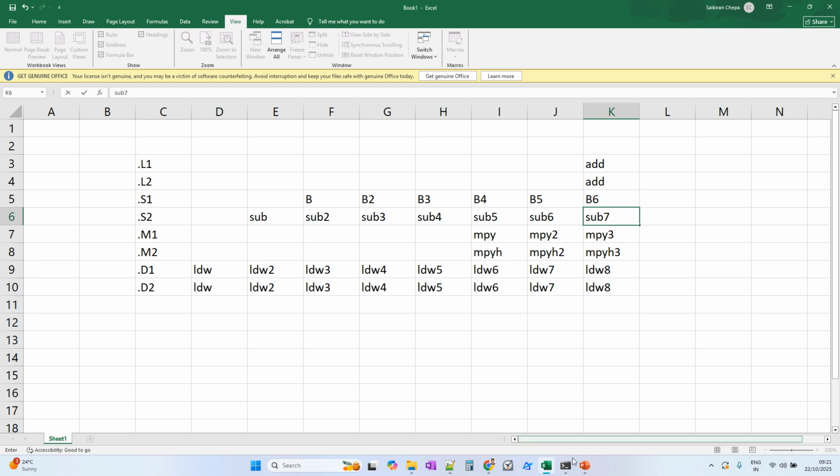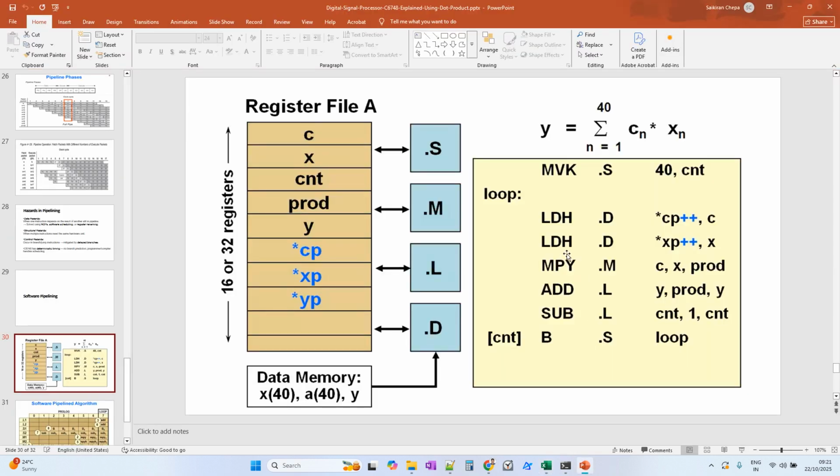So what we are doing is this thing only. Instead of loading one half word, we are loading 2 words. With LDW we are loading two 16-bit values, and then with MPY and MPYH we are multiplying the lower and higher values.